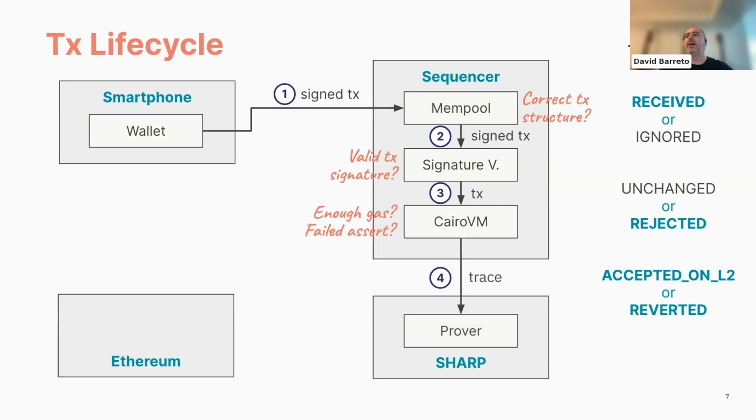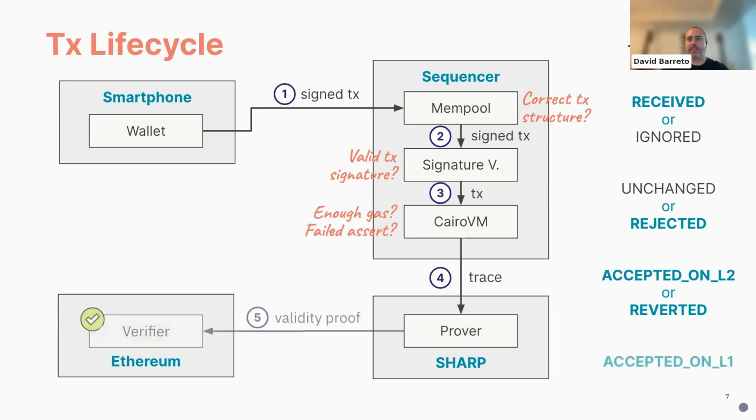But now, even if it goes through or if it fails, a trace is generated and sent to the prover as before, right? The prover creates a validity proof.